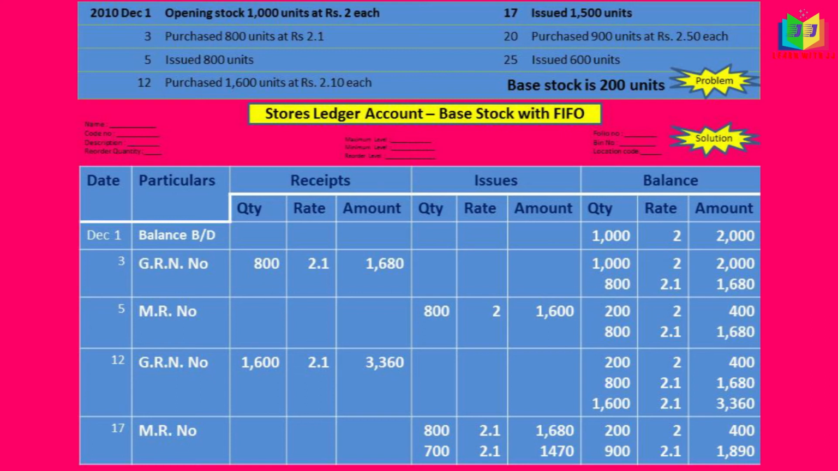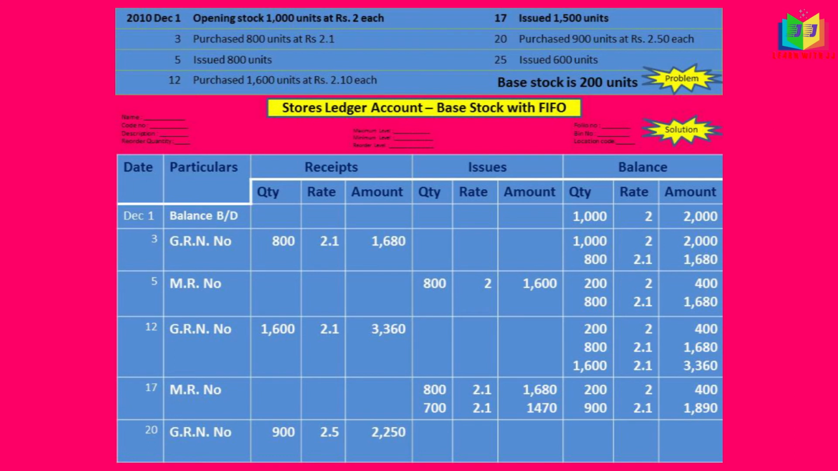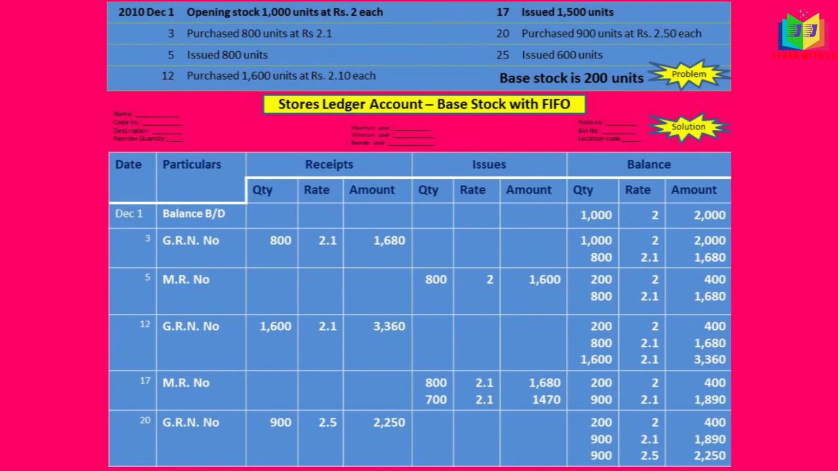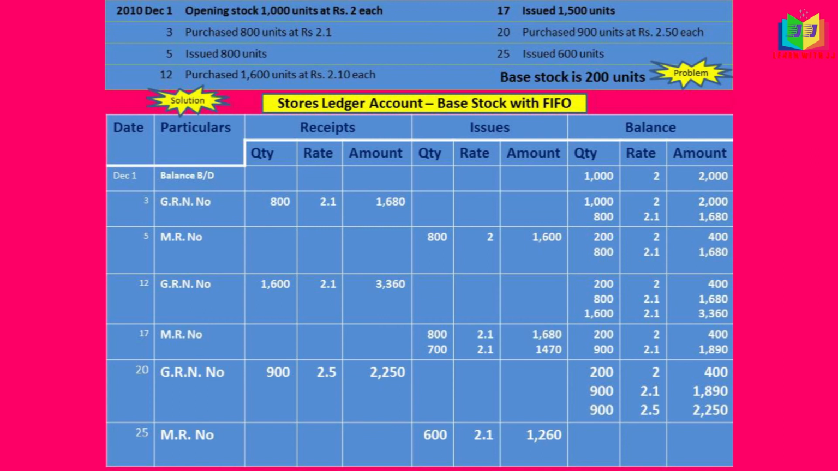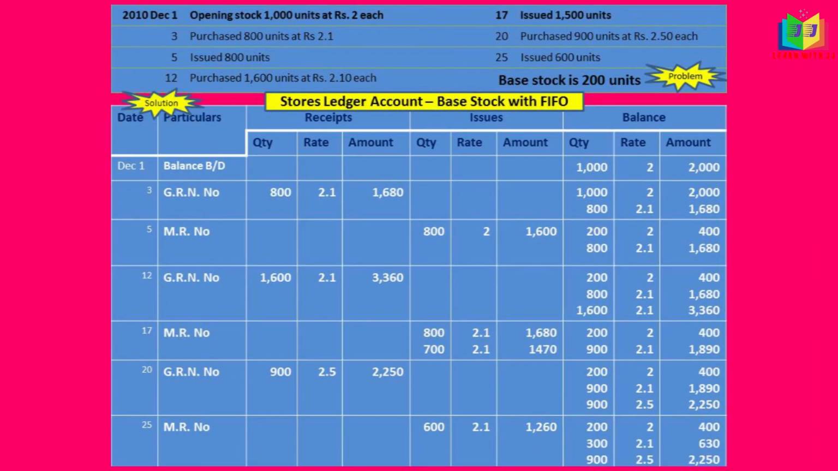Next we have a purchase, so I write it in the receipts column. This has to be written under the balance. Already you have a balance of 900 at the rate of 2.1, and now another 900 we have to write. On date 25 we have an issue of 600 units. We are not supposed to touch the base units of 200, so we can take it from the 900. 600 we can issue here. So the balance will be 200 units, the base stock, 300 units at the rate of 2.1, and 900 units at the rate of 2.5.